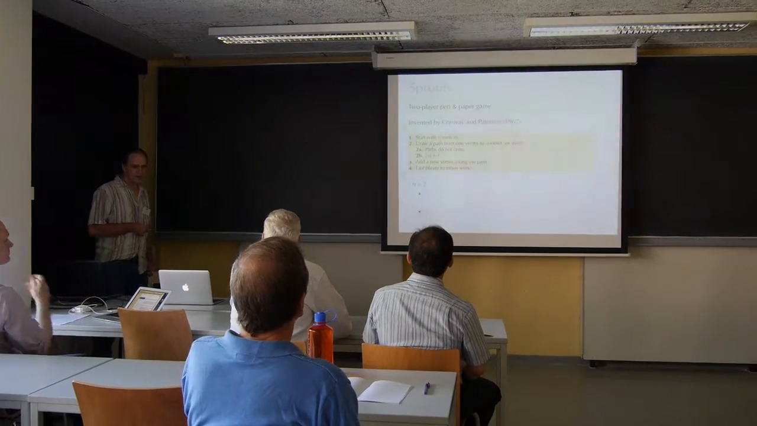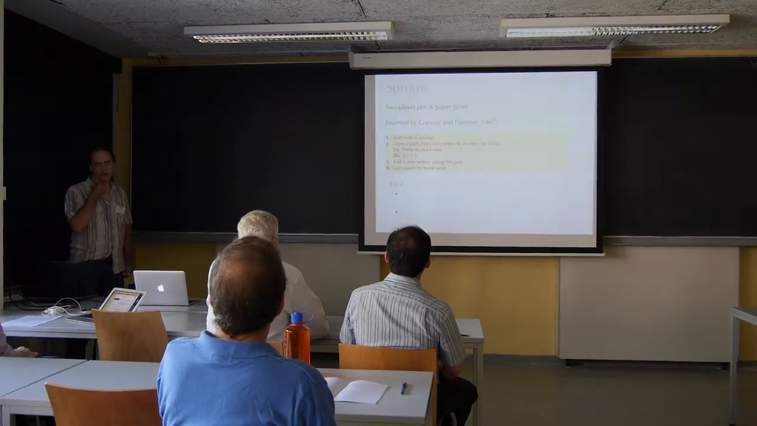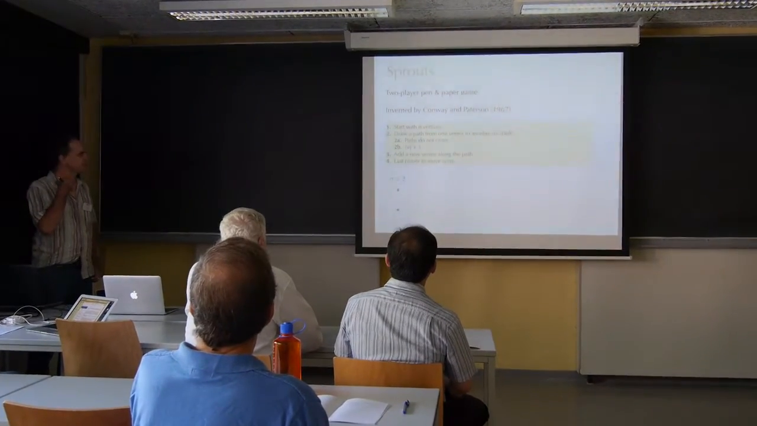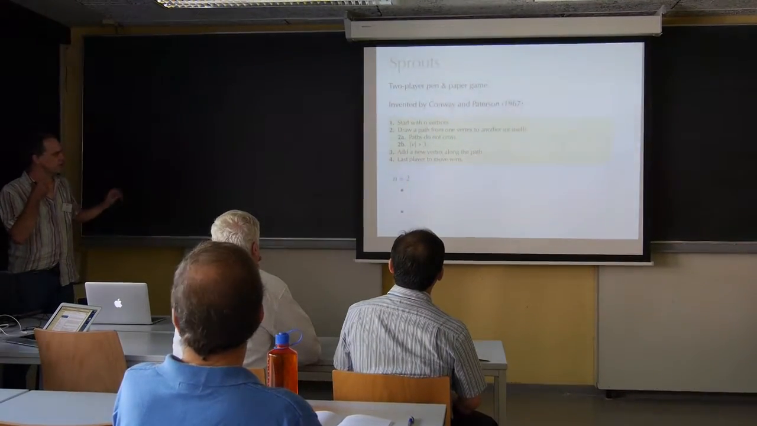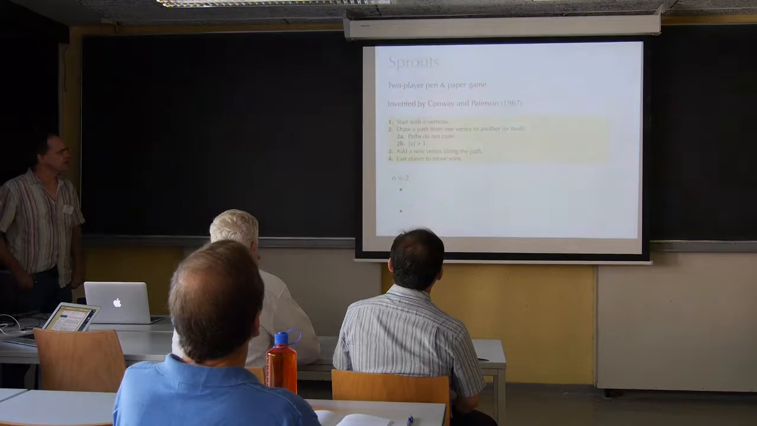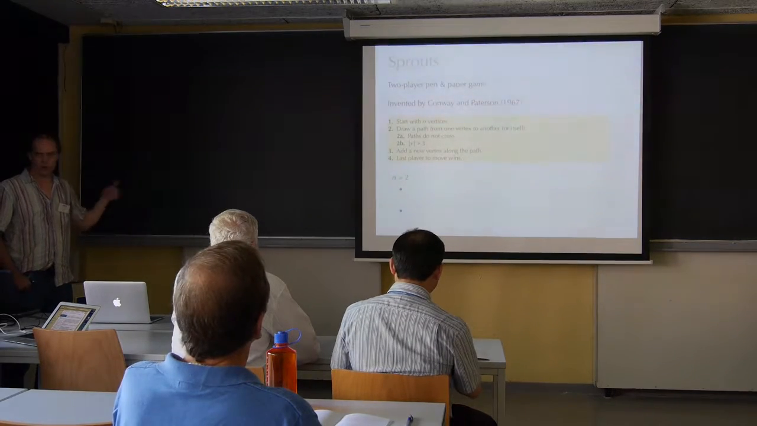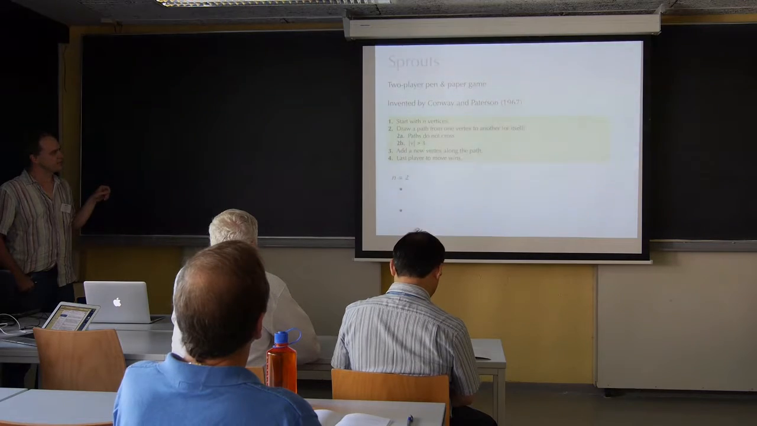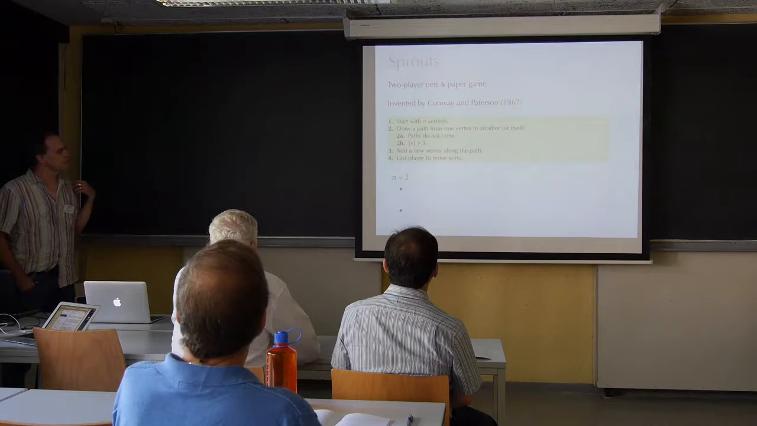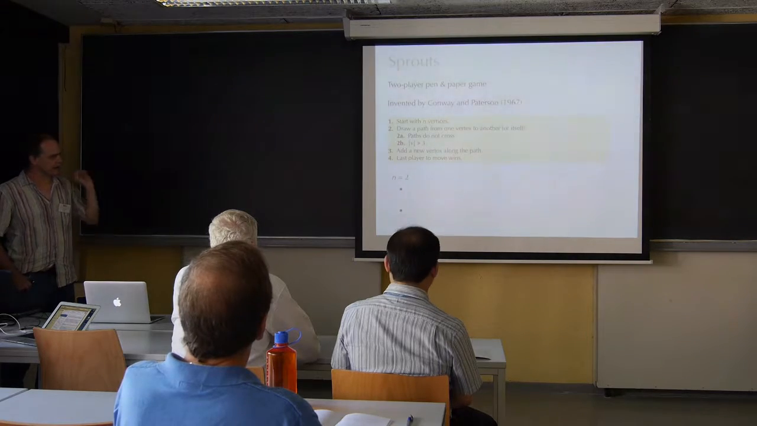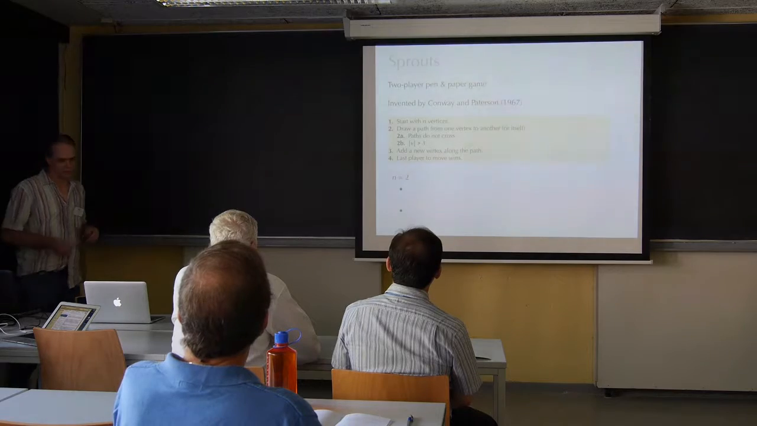So Sprouts is a two-player pen and paper game invented by mathematicians Conway and Paterson almost 50 years ago. The two players start with n vertices or dots, and the players alternate turns drawing a path from one vertex to another or to itself, such that no paths cross and no vertex has more than 3 paths coming from it. After drawing the path, the player adds a new vertex on the path, and the last player to move wins.